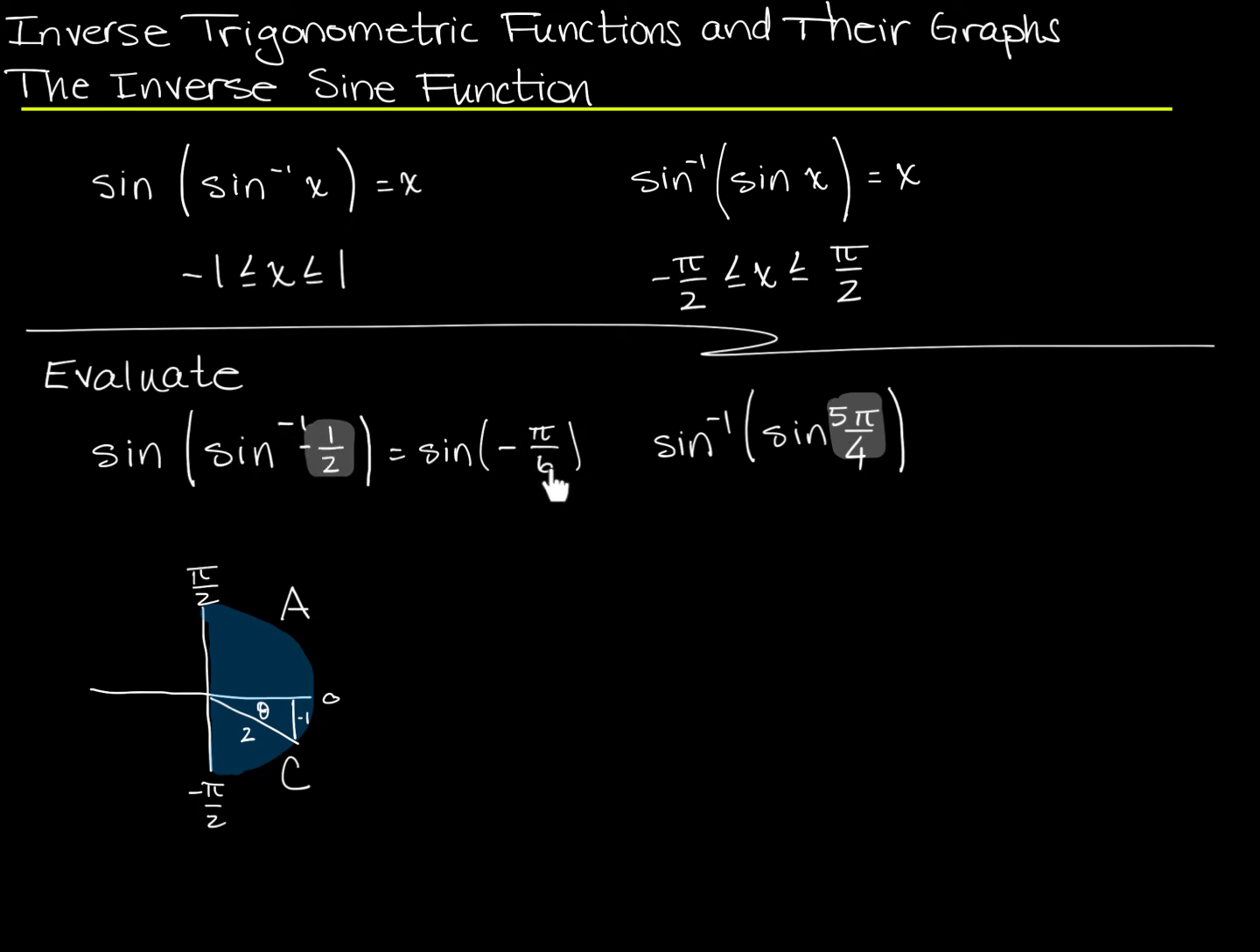Now I have to take the sine of -π/6. Well, the sine of π/6 is a half, but because I'm in quadrant 4, this piece we've done before. This problem we know how to do. It's this piece that we didn't know before. This part here we've already done. The sine of -π/6 is -1/2, because opposite over hypotenuse in quadrant 4 is negative.